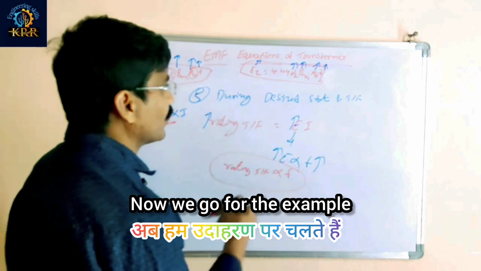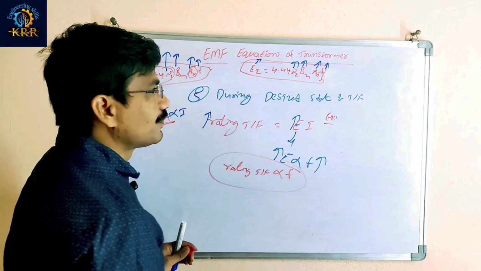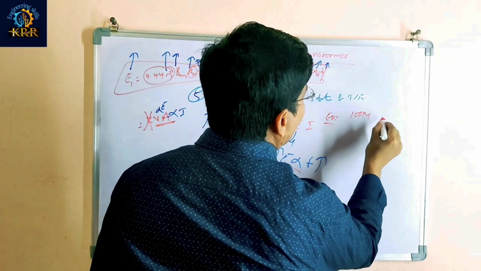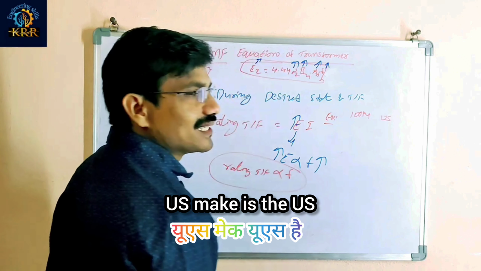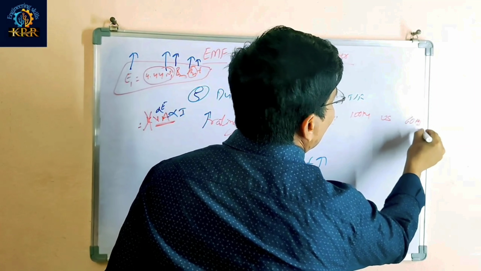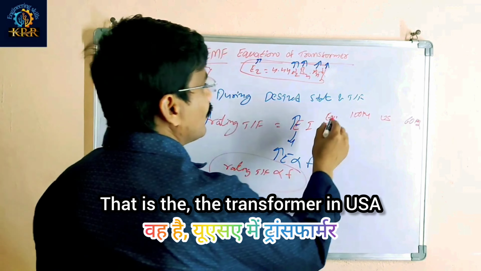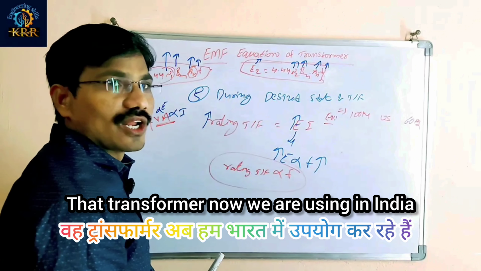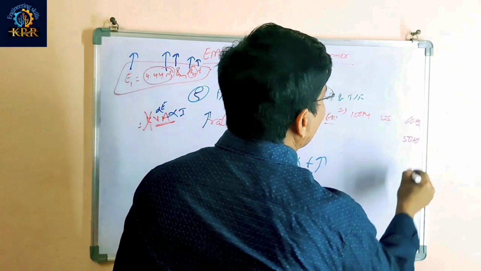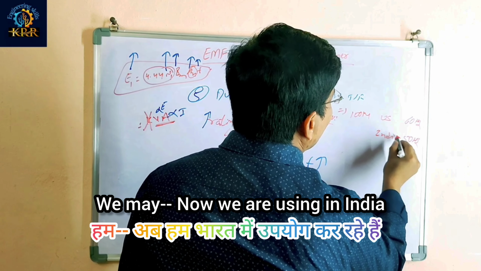Now we go for the example. This is a 100 kVA transformer. The US make has a frequency of 60 Hz. That is a transformer in USA. That transformer now we are using in India. India frequency is 50 Hz. Now we are using it in India.